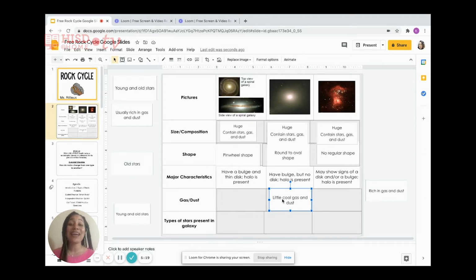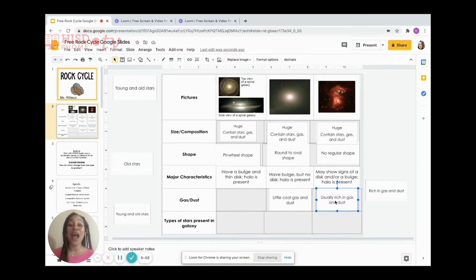Right. Irregular galaxies, because they have no shape, usually are made up of rich gas and dust. And the reason we say usually is because their shapes change. And one irregular galaxy doesn't necessarily look like another irregular galaxy. But for the most part, they all contain or usually are made up of rich gas and dust.